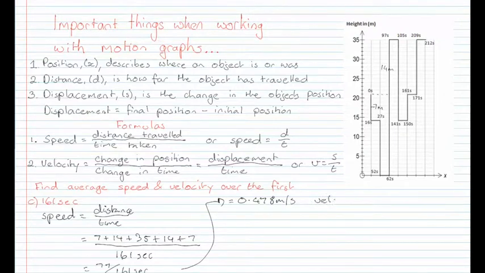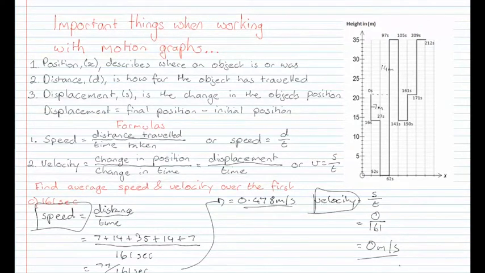Now let's have a look at the velocity over the first 161 seconds. So velocity is equal to displacement over time. So I started off at 21 meters, and then after 161 seconds I finished at 21 meters. So my displacement is actually nothing, because I don't care about all the other stuff in between for displacement. I only care about my final position and my initial position. So therefore, displacement being 0, I get 0 over time 161. Well, that's going to be equal to 0 meters per second. So once again, you can see that the speed here and the velocity are actually quite different.